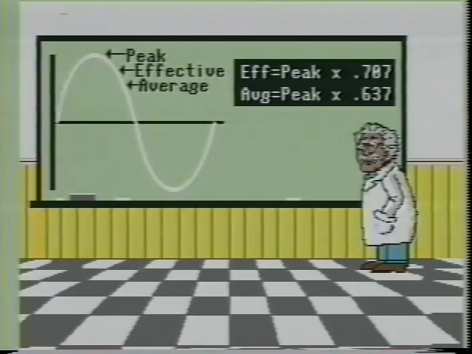You saw that a sine wave has a peak value, an effective value, and an average value. The effective value is 0.707 of the peak value and can be thought of as the working value of the sine wave. All meters will read in effective values unless they indicate otherwise.